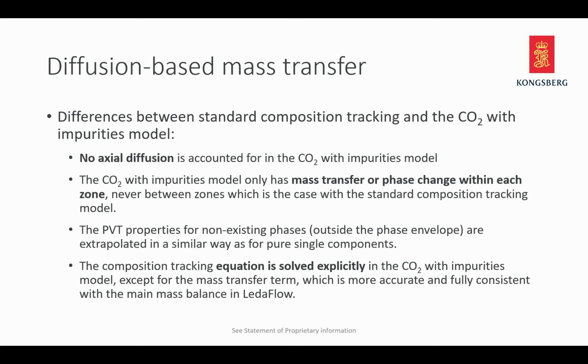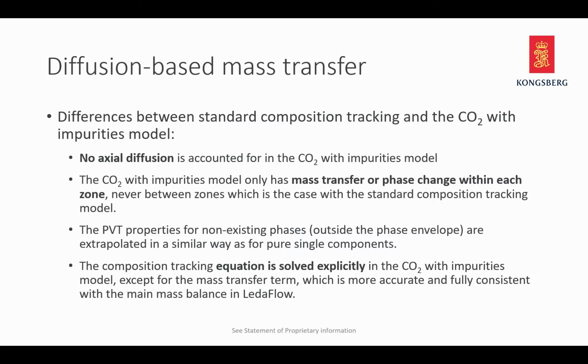Even though the CO2 with impurities model builds on the diffusion-based mass transfer from the standard composition tracking model, there are some noticeable differences that I'm listing here. First of all, there is no actual diffusion in the CO2 with impurities model, while there is in the standard composition tracking model. The CO2 with impurities model only has mass transfer or phase change within each zone, never between zones, which is the case with the standard composition tracking model.